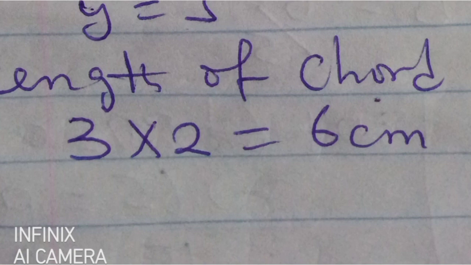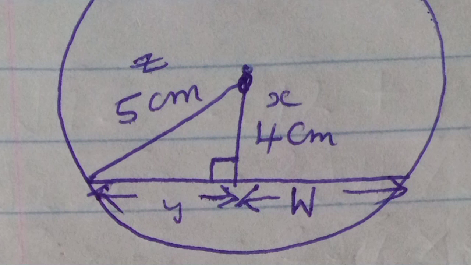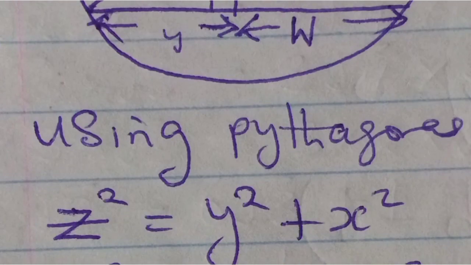Then the second part of the chord will now become what? 3 times 2, which is 6. That's the doubling, which is the same thing because the chord is actually divided into 2. So one part is 3, so the two parts will be 6. So the answer becomes what? 6 cm.